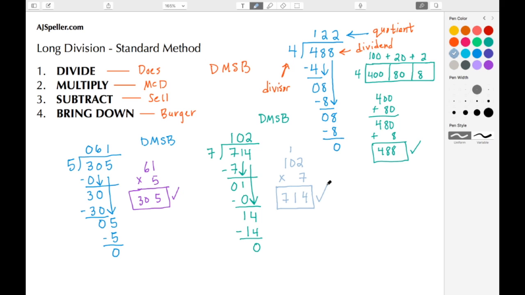So what I want you to remember is that we have to divide, multiply, subtract, and then bring down. If you can't remember that, try to remember the acronym, which is Does McDonald's Sell Burgers? And this should help you better understand and complete your long division problems.